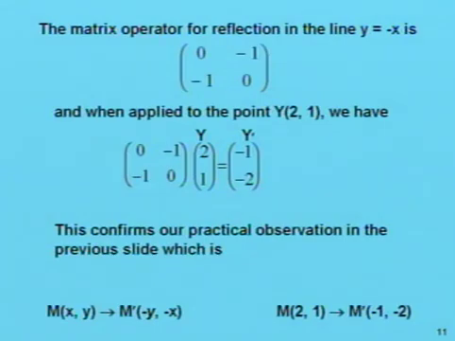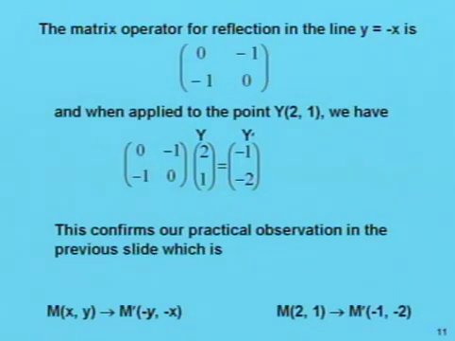The matrix operator for reflection in the line y equals minus x is (0 -1; -1 0). When applied to the point (2, 1), we have, as seen there, Y', which will be (-1, -2). So the matrix operator (0 -1; -1 0) on the point (2, 1) will produce an image Y' (-1, -2).